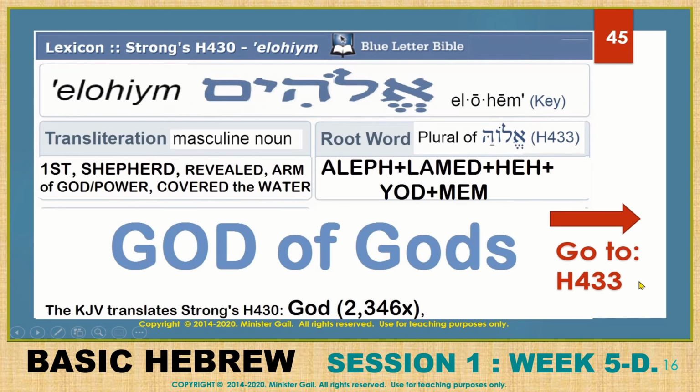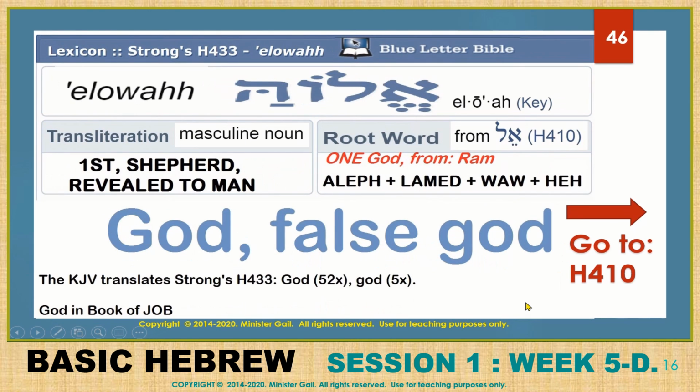It says to go to H433, Eloah. E-L-O-W-A-H. And that double H has a dot, which means it's pronounced harder. Eloah. You pronounce it harder. It can mean God, which is in there 52 times, or false god, 5 times. Capital G, small o-d. Still not the root word of Elohim. Go to H410.